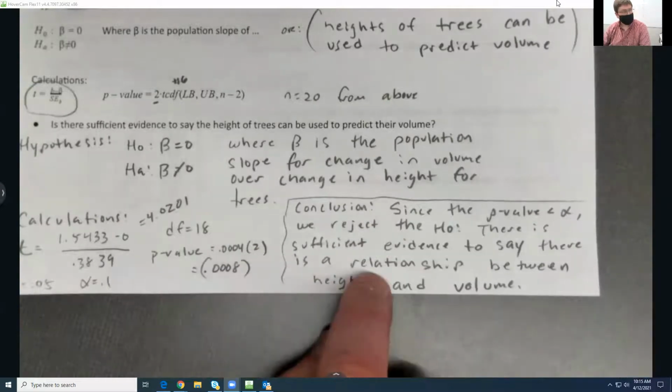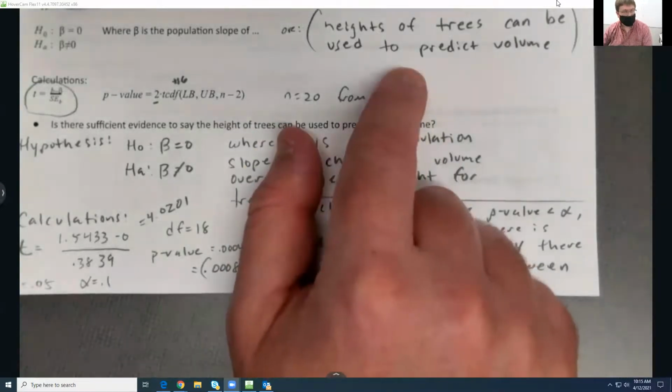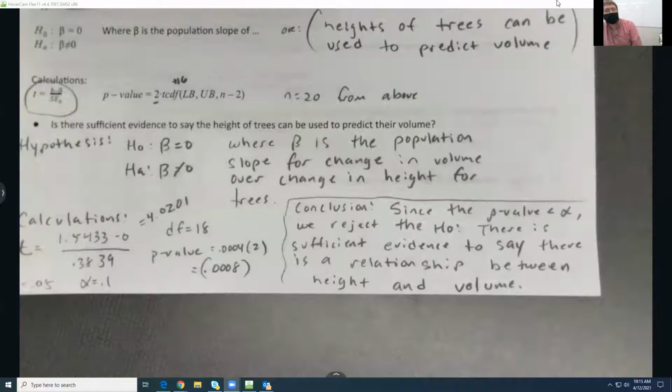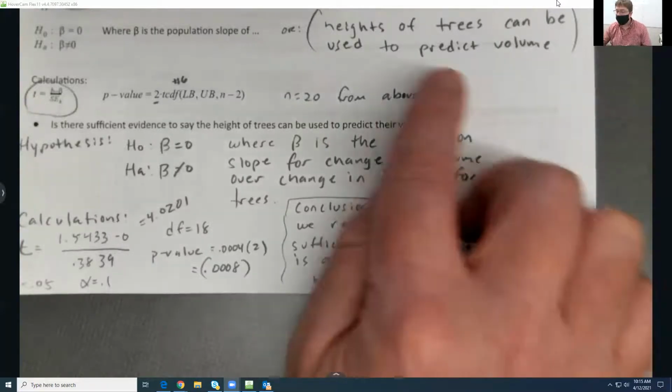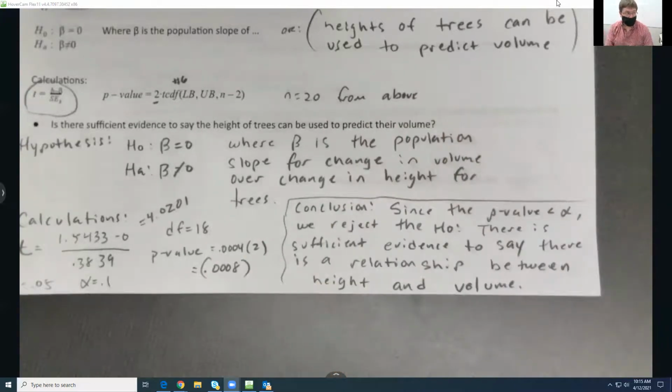Again, this is the way we've written it all year. But you never know with those multiple choice questions. So in case it says something like that, you guys can say, yes, we can actually use heights of trees to predict volume. Remember, this is just a correlation. I did not run a well-designed experiment to where I can actually say heights does cause volume to increase. So just be careful. All right, guys, that's it. No more notes in this class. The rest of it's all you guys do.